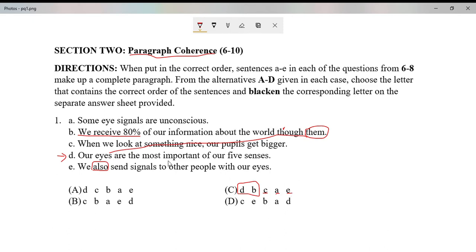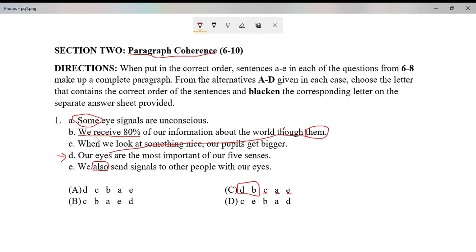So our eyes are the most important of our five senses. We receive 80% of our information about the world through them, our eyes, right? We also send signals to other people with our eyes. This makes sense, right? We receive information, and then it's telling us another use that our eyes have. We also send signals. Some eye signals are unconscious, right? We're talking about signals, and then generally, and then saying some eye signals, right? After signals has been introduced.